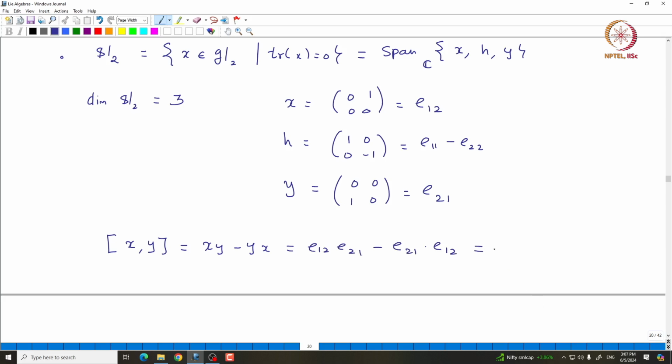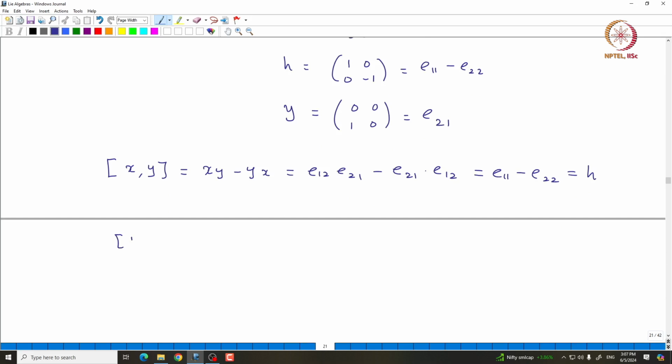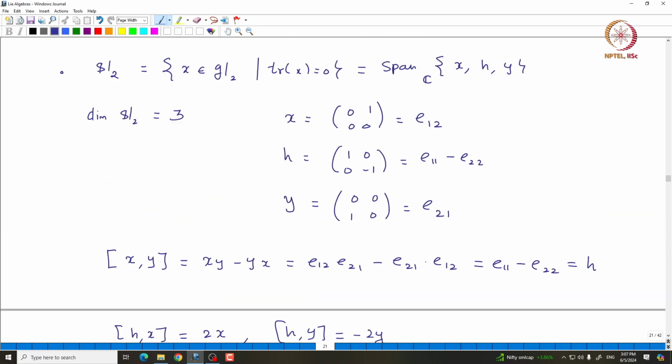So, which is going to be E11 minus E22. So, this is nothing but h. Similarly, if you compute the bracket between h and x, then you get 2x, and then h and y is going to give you minus 2y. I will leave it to you to check. So, this is the most important bracket table for SL2.